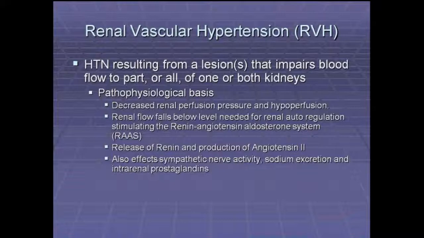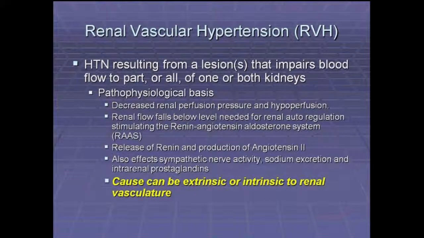Well, if there's a stenosis or an alteration of blood flow, there's decreased renal perfusion pressure, and therefore ultimately leads to hypoperfusion. As a result, it really leads to a decrease or a dysregulation of the renal autoregulation, stimulating the renin-angiotensin-aldosterone system. I'm not going to say that anymore. I'm going to say the RAS system, okay? So with that comes a release of renin and the production of angiotensin II, leading to hypertension. That's why ACE inhibitors work, right? The cause for renal vascular hypertension can be actually extrinsic or intrinsic to the renal vasculature itself. We'll discuss that in a few moments, all right?